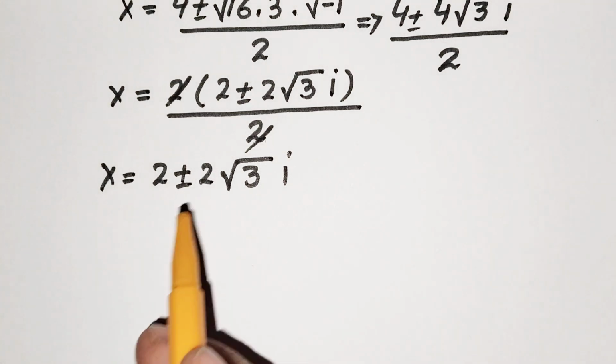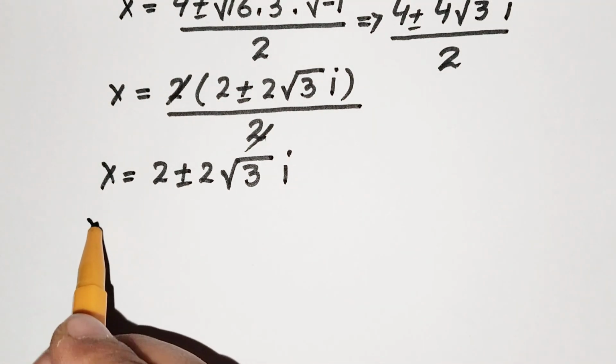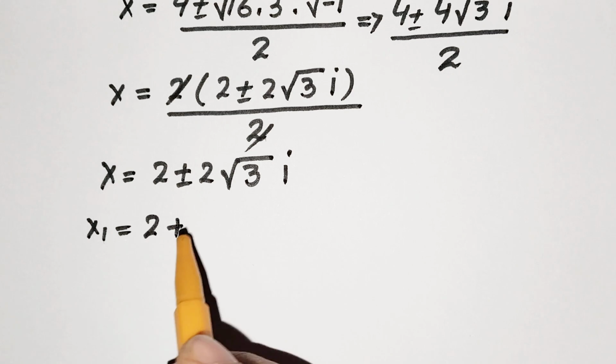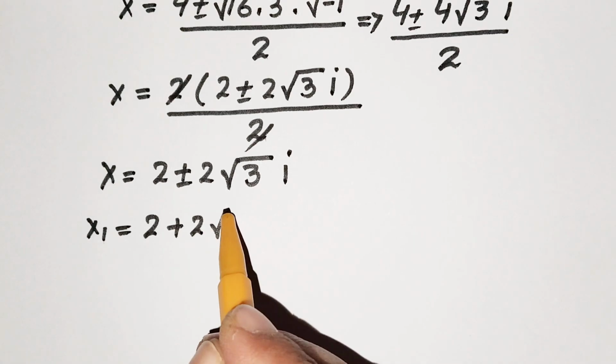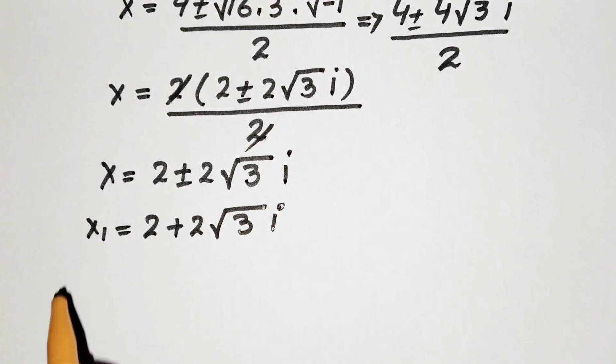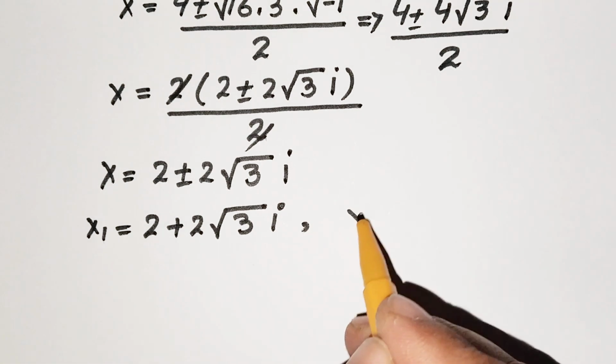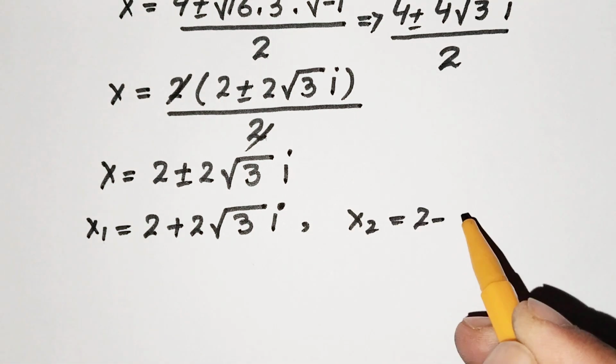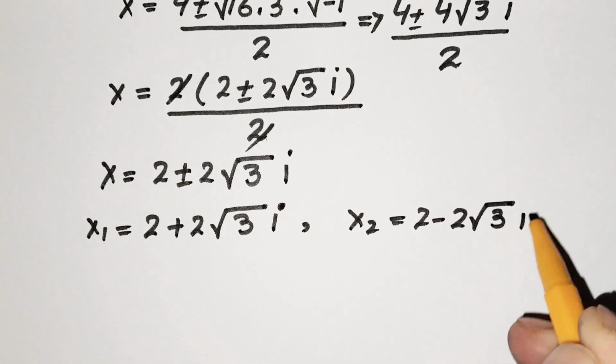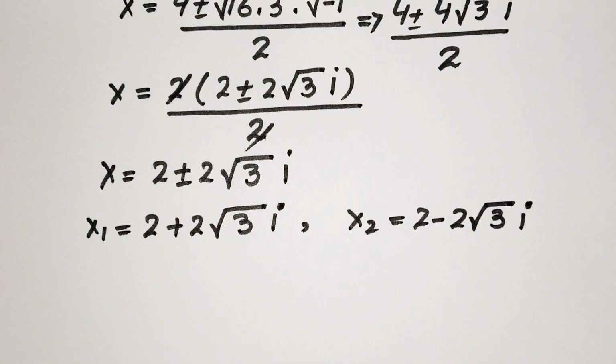Now here we have two values of x. The first is x1 is equal to 2 plus 2 square root of 3 i, and the other value is x2 is equal to 2 minus 2 times square root of 3 i. So these are the two values of x here.